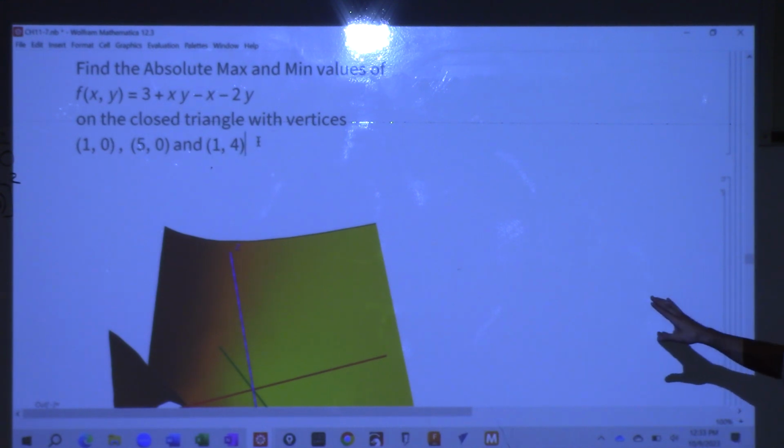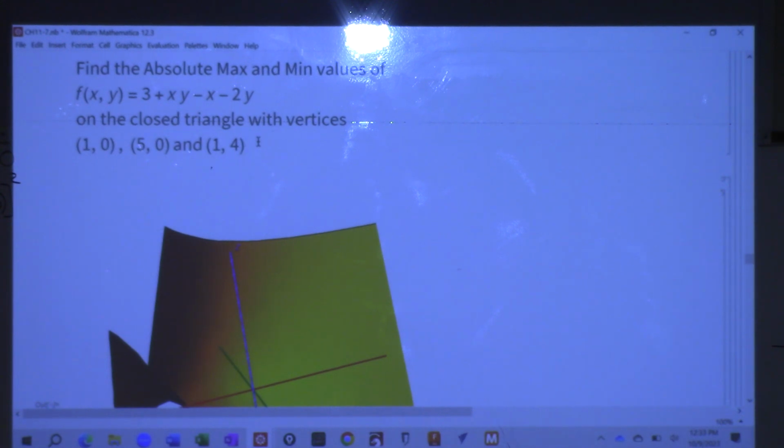So I'm going to draw this triangle over here on the side because I don't want to have to erase it. We have a triangle with vertices 1, 0, and then 5, 0, and then 1, 4. So we have this triangle. This is our domain D.